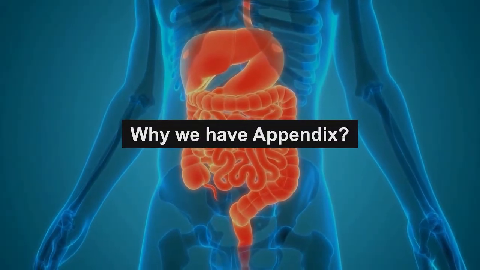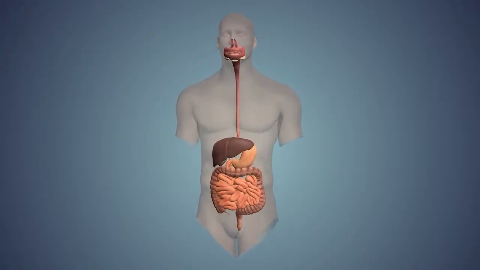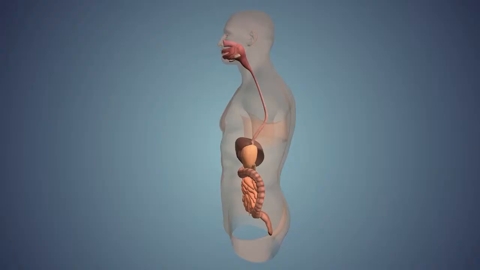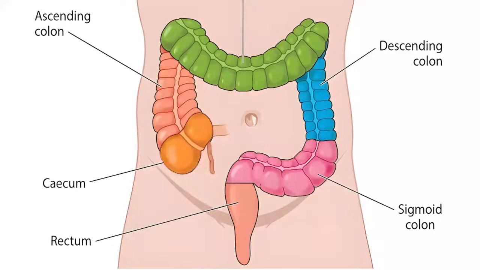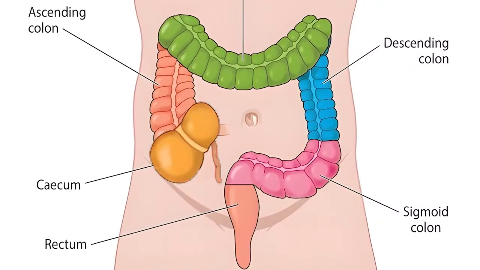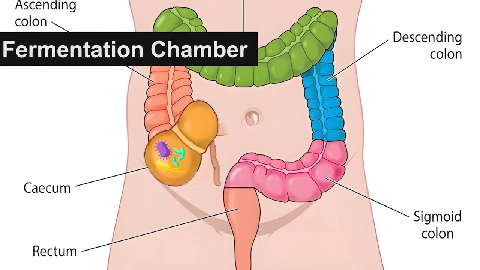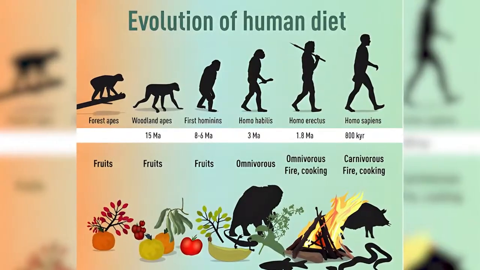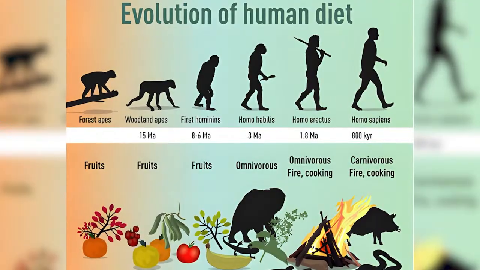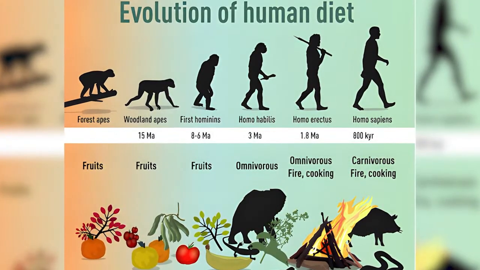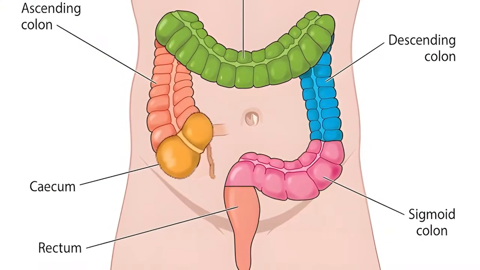Why do we have an appendix? To understand why we have an appendix, we need to go back to our evolutionary history. Millions of years ago, our ancestors had very different diets. They ate lots of raw plants, leaves, and roots, which are hard to digest. Back then, their cecum and appendix were much larger and acted as a fermentation chamber. In this chamber, bacteria helped break down the tough fibers in plants. But as humans evolved, we started cooking food and eating more meat, fruits, and processed grains. These foods are easier to digest, so our digestive system didn't need such a big cecum anymore. Over time, the cecum shrank, and the appendix became smaller too.